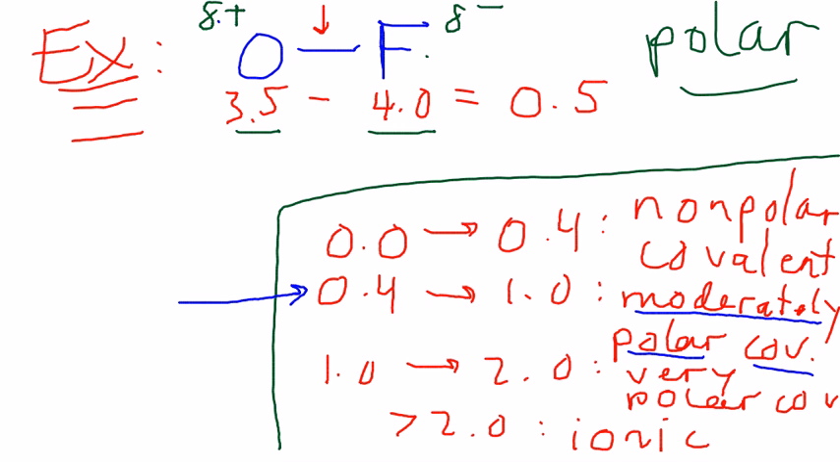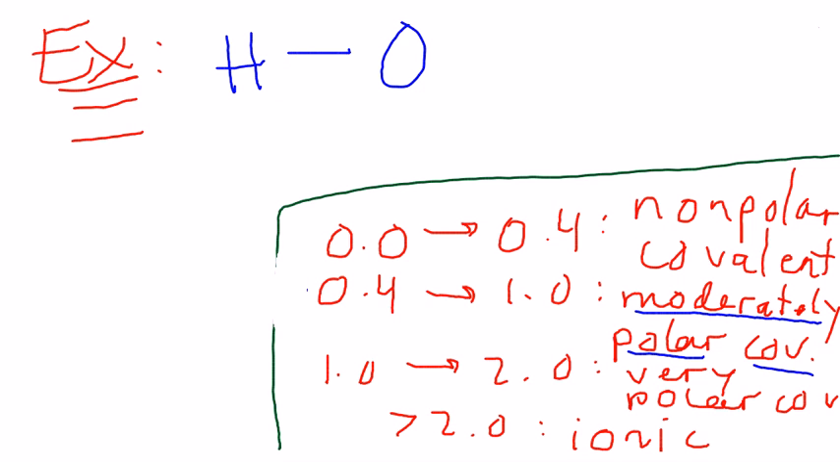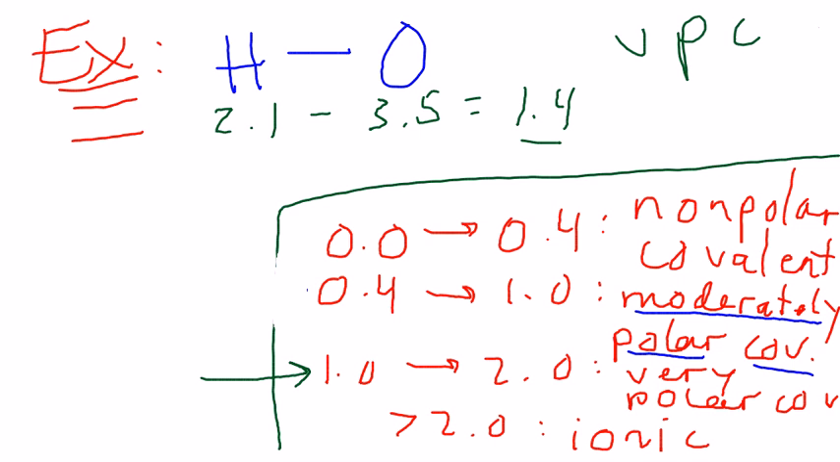Let me show you another example. For this next example, we're going to go with hydrogen bonded to oxygen. Doing the same thing. Let's look at the electronegativity values. Oxygen is a 3.5. Hydrogen is a 2.1. So that's going to give us an effective electronegativity difference of a 1.4, which is going to put it in this range right here. And that 1.4 means that this guy is very polar covalent. So very polar covalent, VPC.